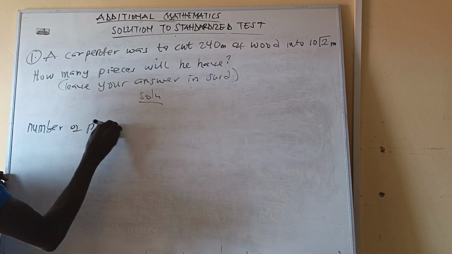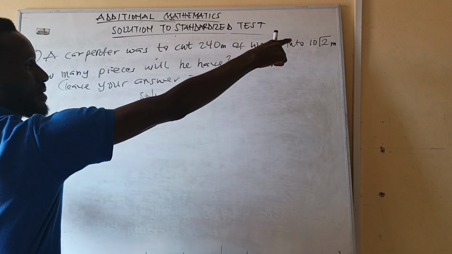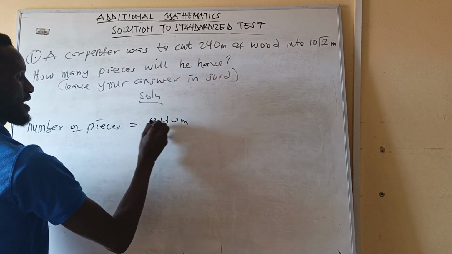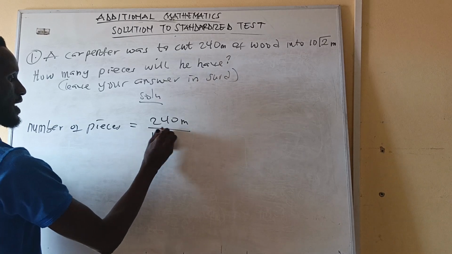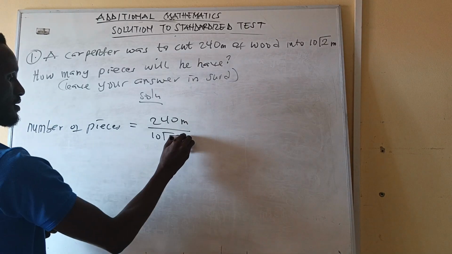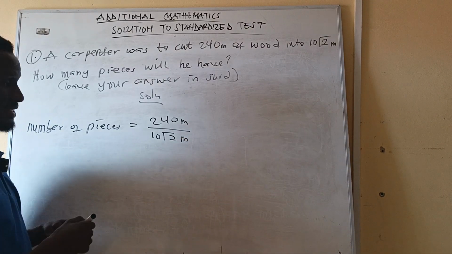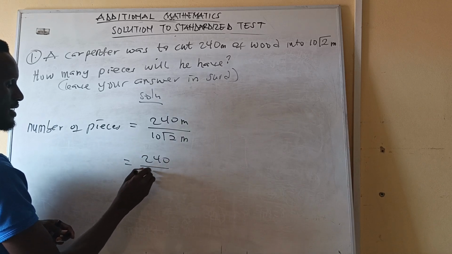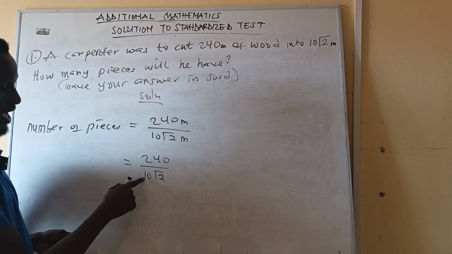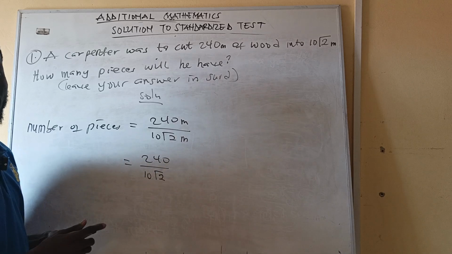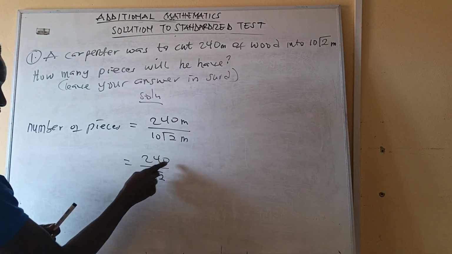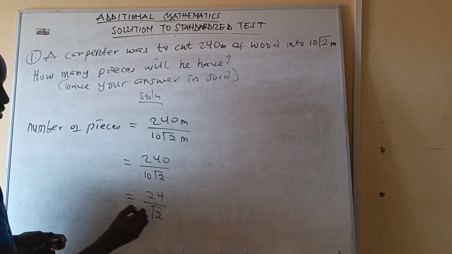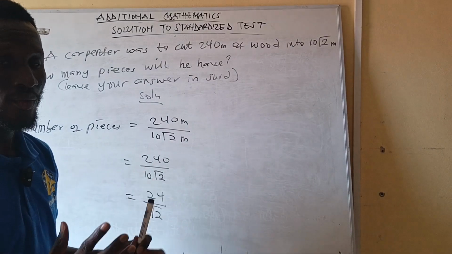So we're going to have the number of pieces. We need to divide 240 meters by 10 root 2 meters. Don't forget meters will cancel meters. We're going to have 240 divided by 10 root 2. Now 10 will go into 240 how many times? 24 times, right? The 0 will cancel. We're going to have 24 divided by root 2. Now you are not supposed to use a calculator to solve this question.